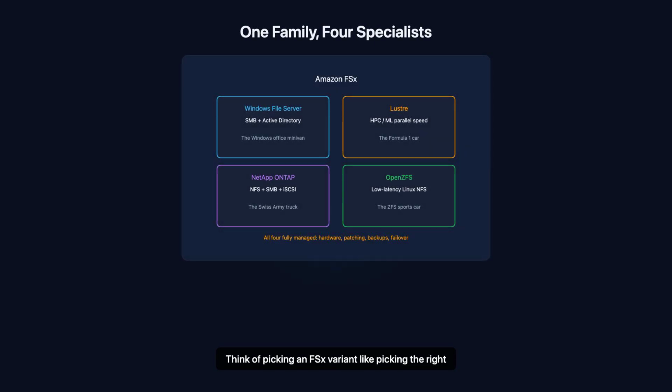Think of picking an FSx variant like picking the right vehicle for a job. FSx for Windows File Server is the company minivan, practical, reliable, and every Windows user already knows how to drive it. FSx for Lustre is the Formula One car, the fastest thing on the road, purpose-built for one job. FSx for NetApp ONTAP is the Swiss Army truck. It goes anywhere and speaks every protocol. And FSx for OpenZFS is the precision sports car for Linux engineers who grew up on ZFS.